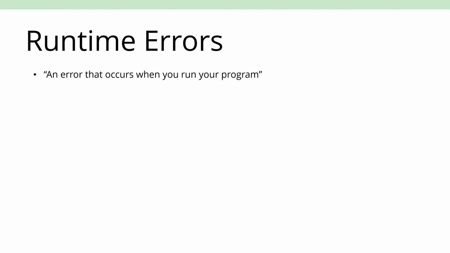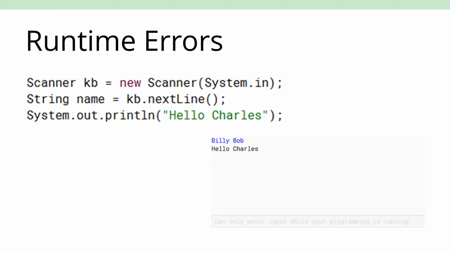The other one is a runtime error. The way to remember this one is it's an error that occurs when you run your program. Typically, for Java programs, we have to first compile, and then if it successfully compiles, then we can run our program. So, for example, you don't understand this code because it's not been introduced yet, but bear with me.